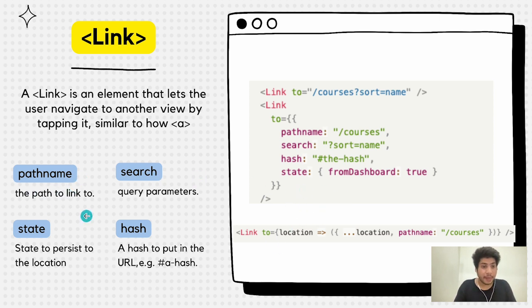So basically the path name, the path to link to, the search query parameters you wanted to show, like the GET parameters, the state you wanted to persist to the location, and the hash, say you wanted to pass a hash to the other location. You can always do that with the links too.